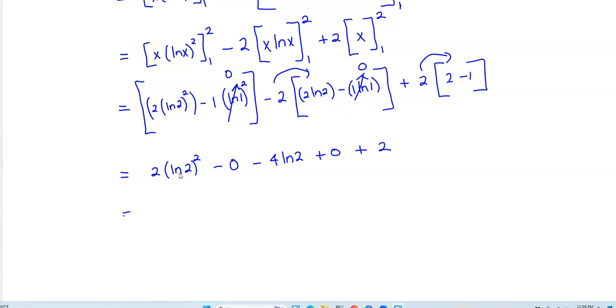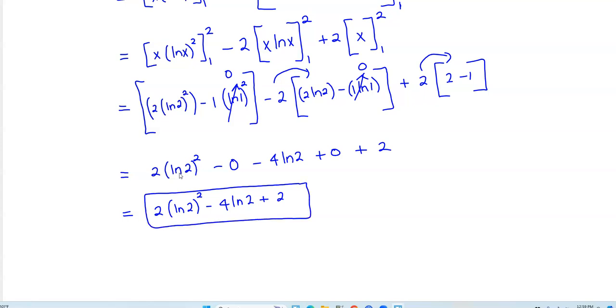And so therefore, here is our result: 2 times the natural log of 2 squared minus 4 times the natural log of 2 plus 2. And therefore, there is our result.